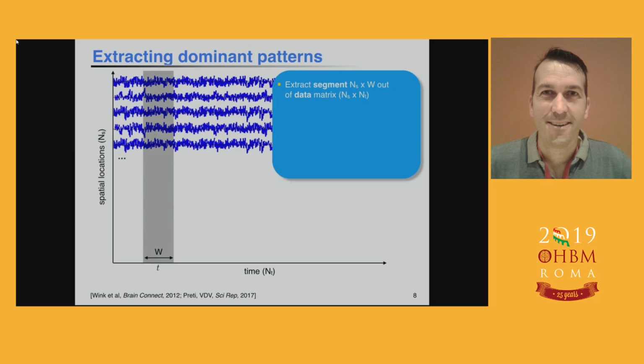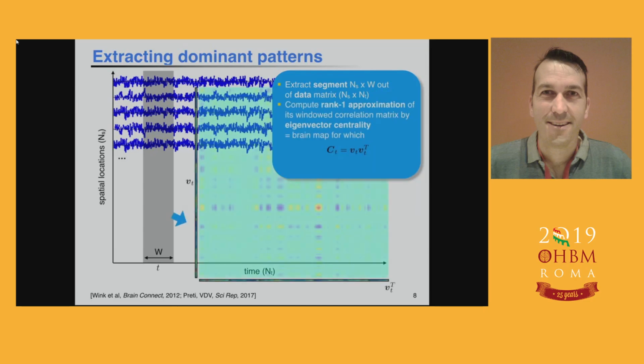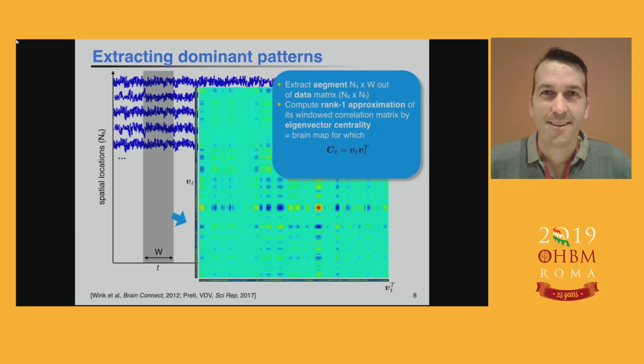So what we propose to deal with this is to extract what we call a dominant pattern. Basically, we go back to the data representation, which is the number of spatial locations times all the time points you have, and we extract a segment out of that that corresponds to a window. And then we compute a rank 1 approximation, which is basically the principle of eigenvector centrality. It's the leading eigenvector of the segment of data. And as you have seen in the illustration behind me, this will give you a vector that is the best approximation of the correlation matrix if you compute its outer product with itself.